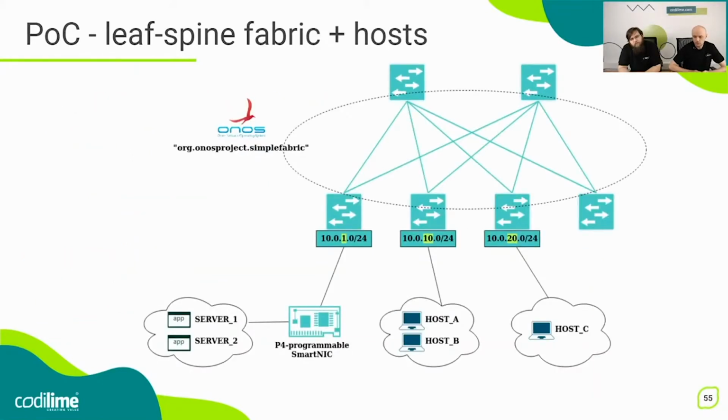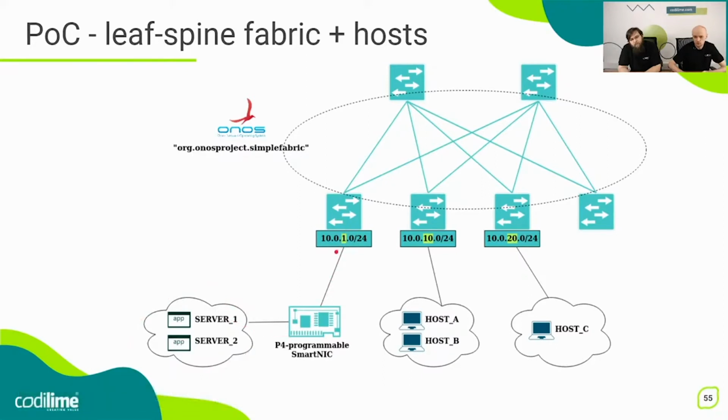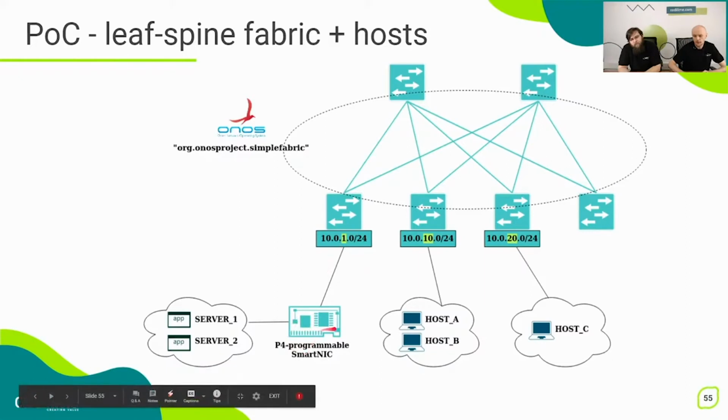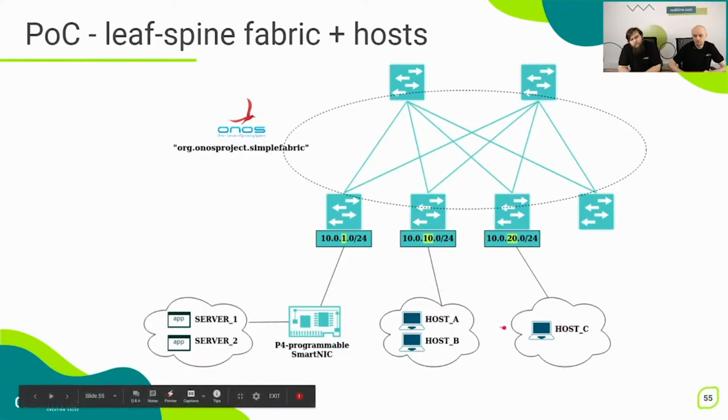So this is how the fabric is going to be configured. We've got 3 subnets here. The first one, 10.0.1.0, is for our emulated application servers. They are connected to the fabric through the SmartNIC, as you can see. And 2 other subnets, so 10.0.10.0 and 10.0.20.0, are for our emulated end users.